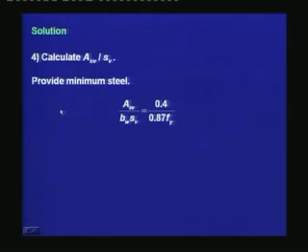The fourth step is to calculate Asv divided by Sv. Since Vu is less than Vc, we are providing minimum amount of stirrups, which is given by the expression Asv by bw Sv is equal to 0.4 divided by 0.87 fy.